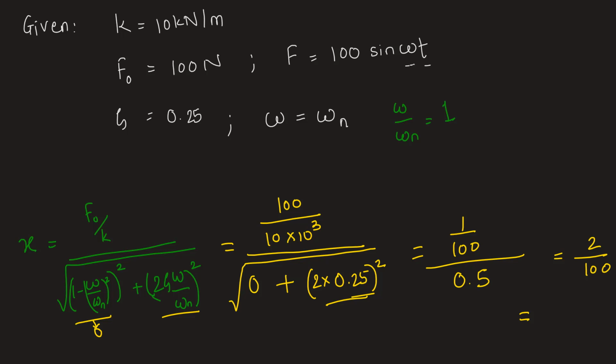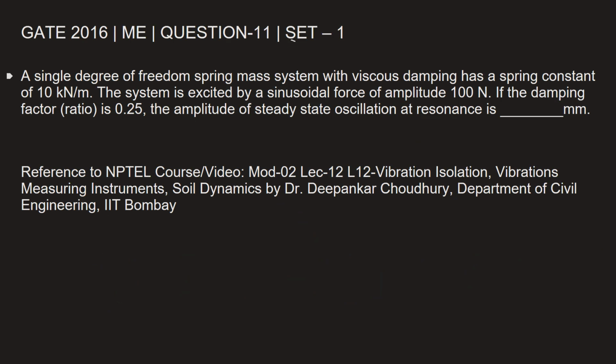Now this answer is in meter. So we have to convert it in millimeters. We have to write the answer in millimeters. So just multiplying this with 10 to the power 3, we have 20 millimeters is the amplitude of response at resonance. Let me go back and fill in the answer. So amplitude of steady state oscillation at resonance is 20 millimeters.